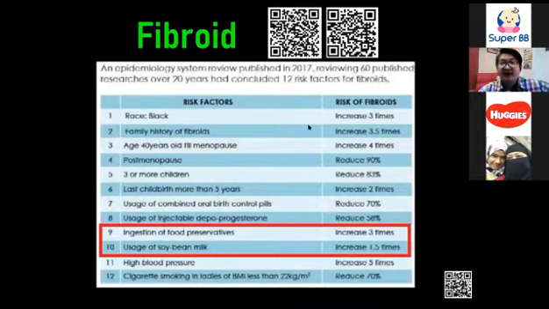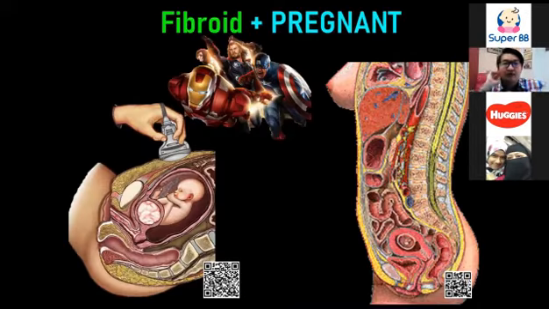Alright. So the last thing in the menu is fibroid and pregnancy. As you can see, another photo of Avengers here. It means that if you have fibroid in pregnancy, it won't affect the baby. The baby won't turn into Spider-Man or Superman. It's just a normal baby. However, you can see this picture here.